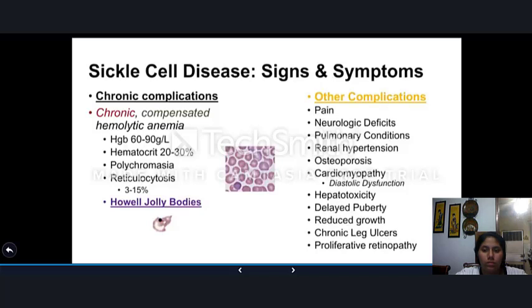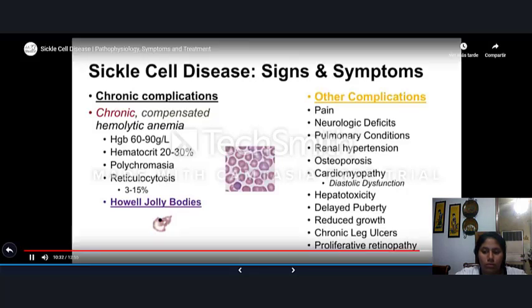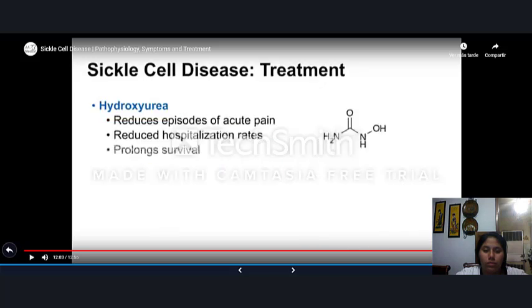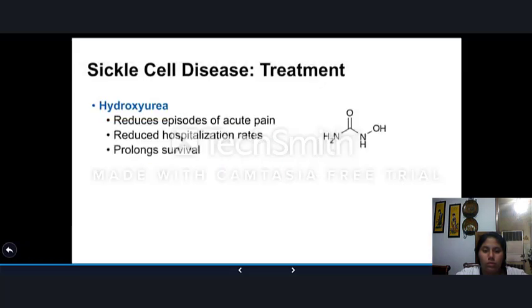both chronic leg ulcers and proliferative retinopathy. So not all of these can occur in every patient, but some patients can have some of these other complications. Some of them are due to the and can prolong survival of patients with sickle cell disease.